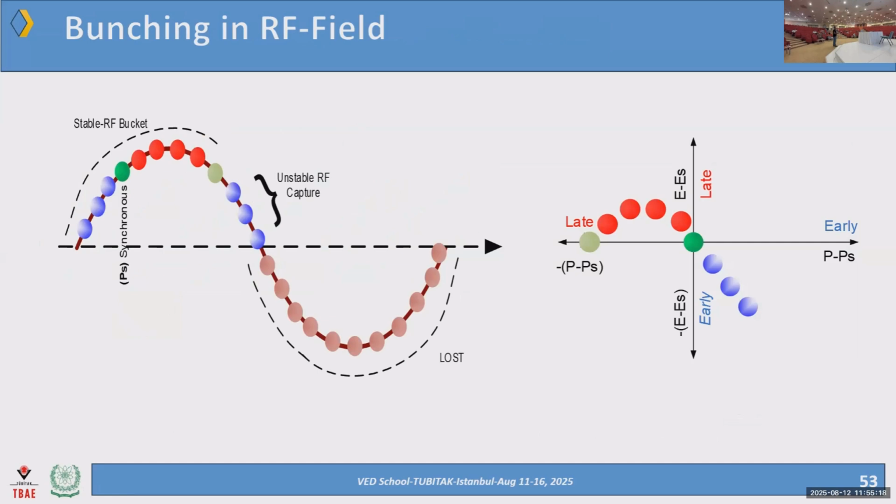This green particle is the synchronous particle, and when the gun starts, it just emits electrons over a very long period of time as compared to the time period of the RF. So these particles, 50% of the beam is already lost, and only this part is the stable RF bucket. The bucket I drew on the tablet is sort of elliptic. In fact, 3/4 of it is lost. Yes, 3/4 of it is lost.